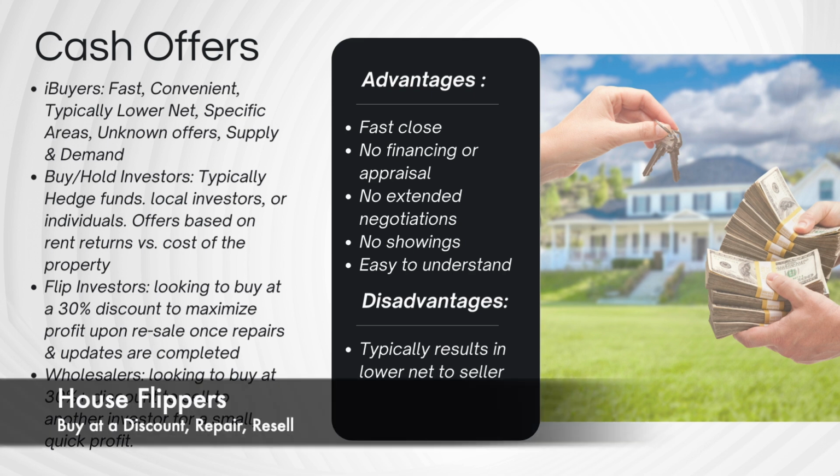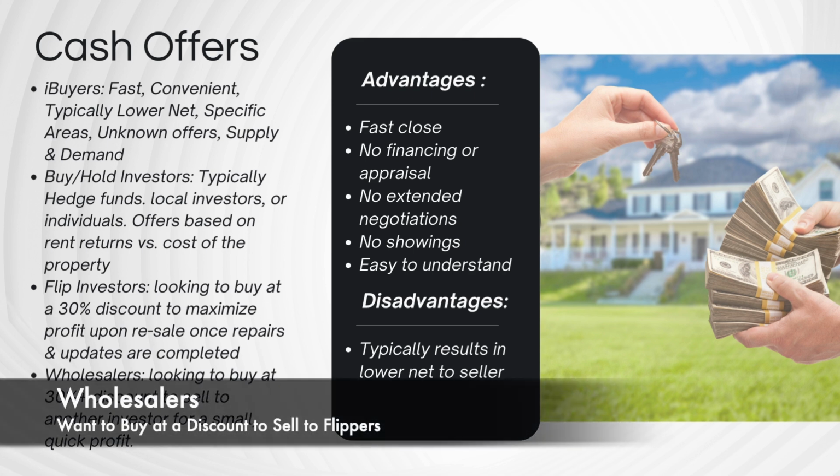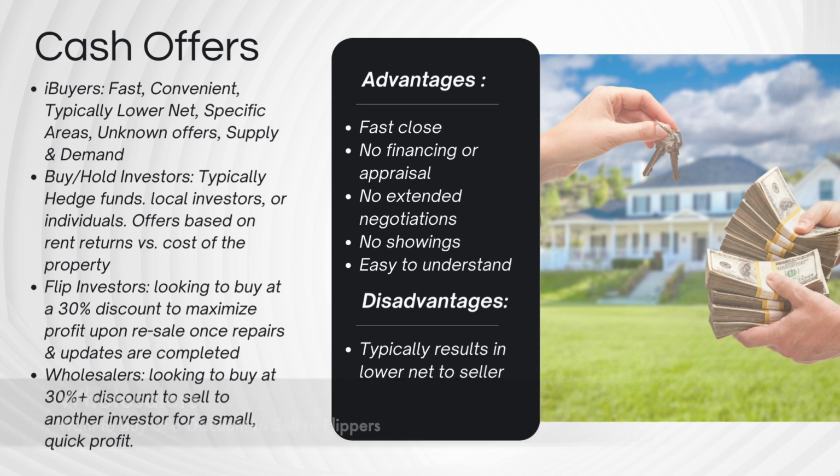You got your flip investors. They're looking to buy it at about a 30% discount because they want to maximize their profit. And then you've got your wholesalers. The wholesalers, obviously, they want to put the house under contract, try to make a percent profit, selling it back to the flip investors. And so these are the different types of cash offers.